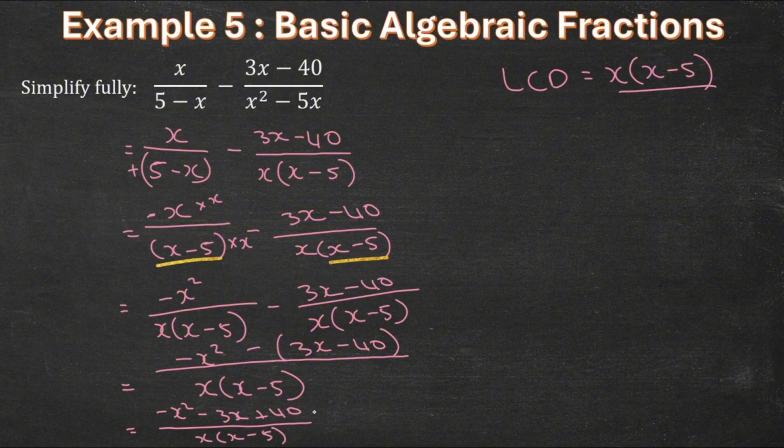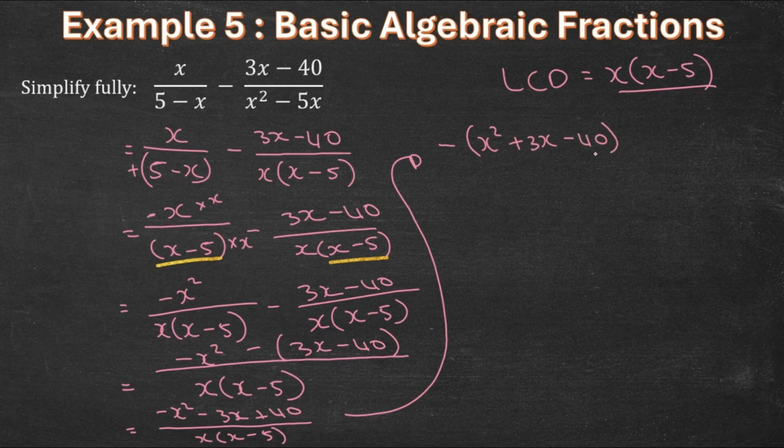Have a look at this numerator. It is a trinomial, so we need to check if we can factorize this numerator before we say that we are done. Let's just move everything up to this side. Now, I don't want to work with this negative x squared to factorize this trinomial. So let's take out the negative sign. And now be careful. If you do that, you have to change all the signs inside the bracket. And I'm going to show you why in a second.